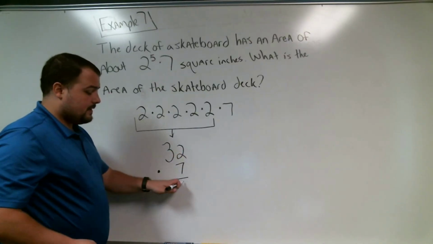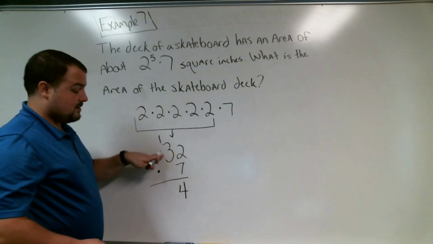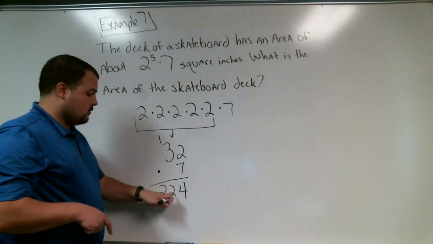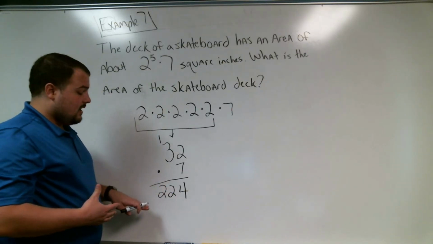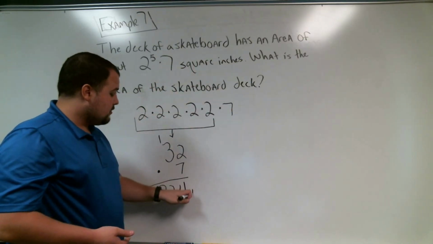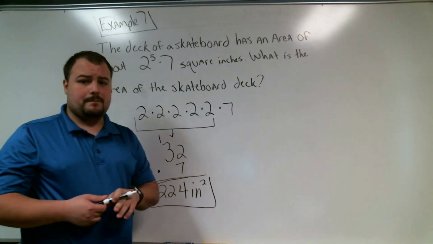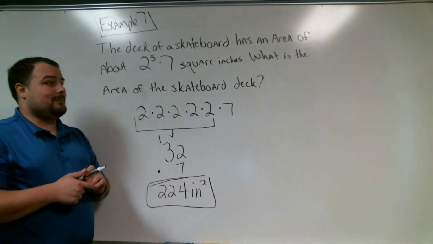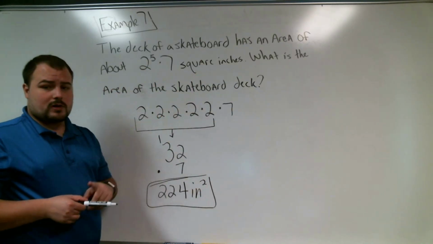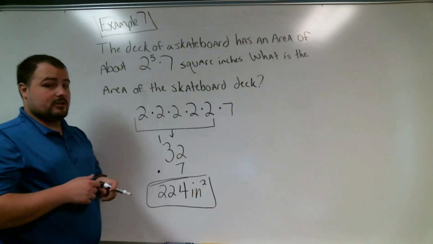7 times 2, that's 14. I'm going to drop the 4 down, carry the 1. 7 times 3, that's 21. 21 plus 1, that's 22. So the skateboard deck has an area of 224 square inches. So I'm going to label it as inches to the 2nd power because that's what a square could be. So we need to put a label on it because in the problem we see that there's a label here. Square inches, inches squared. Same thing. 224 inches squared is our answer to this problem.